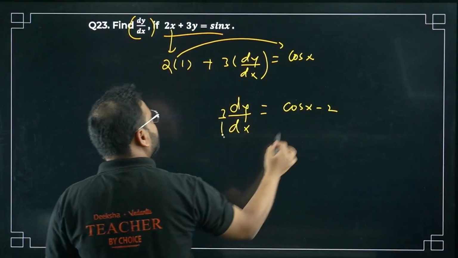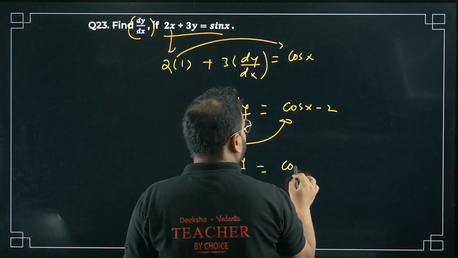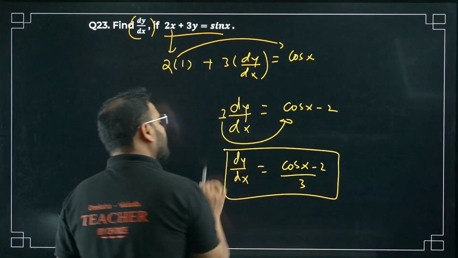Now this time you take this 3 also on this side. What am I going to get? dy by dx equals cos x minus 2 upon 3. This is your answer. 2 marker.